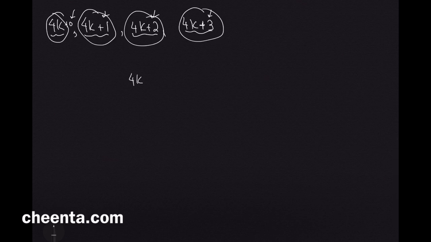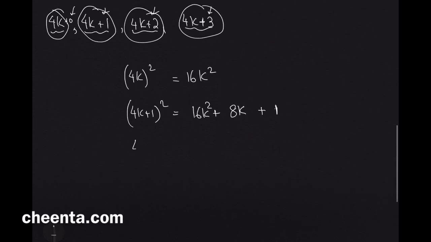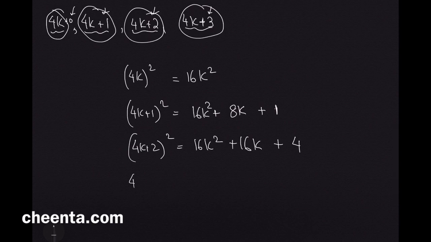Squaring 4k, you get 16k square. Squaring 4k plus 1, you get 16k square plus 8k plus 1. And then if you square 4k plus 2, you'll get 16k square plus 16k plus 4. And finally, if you square 4k plus 3, you'll get 16k square plus 24k plus 9.